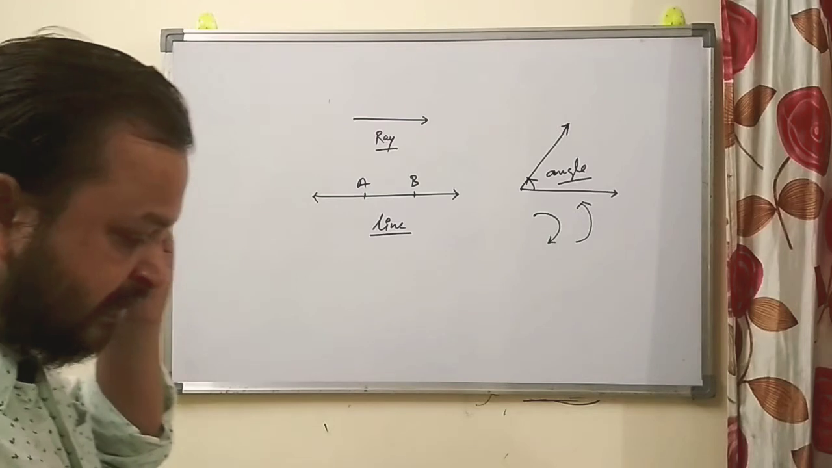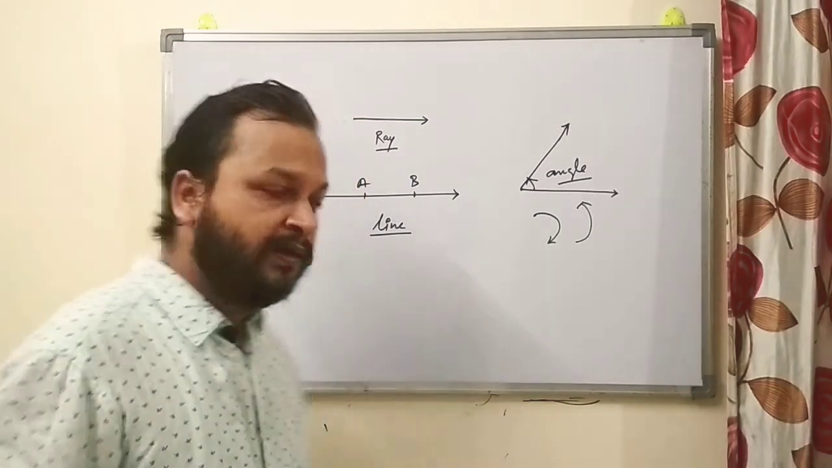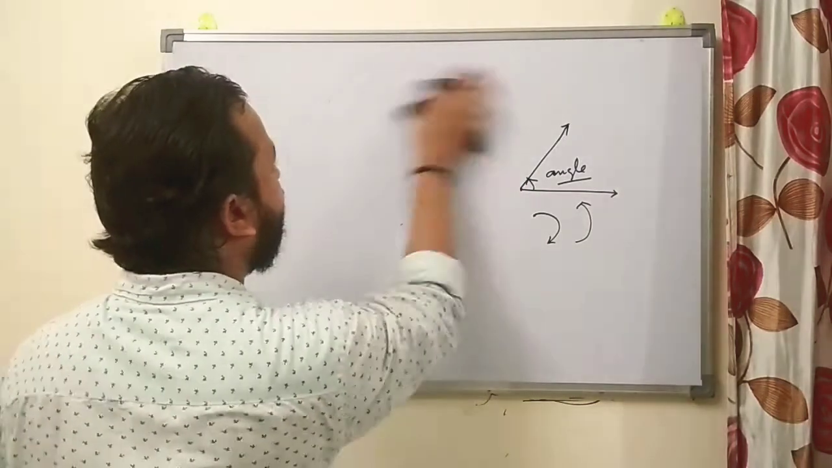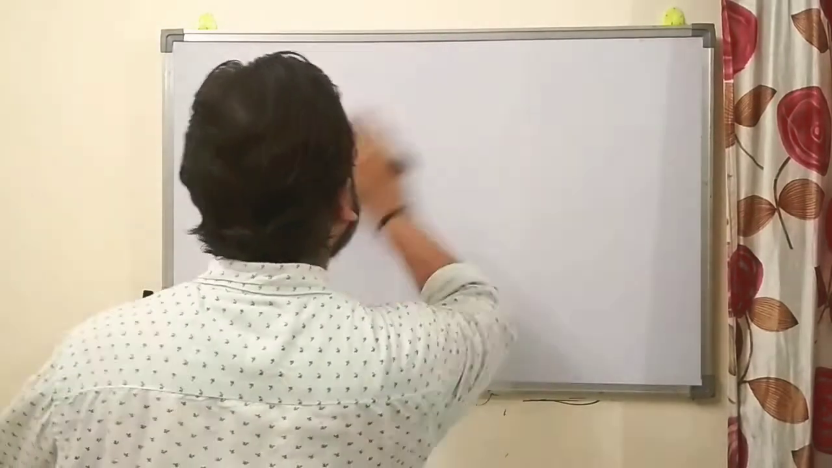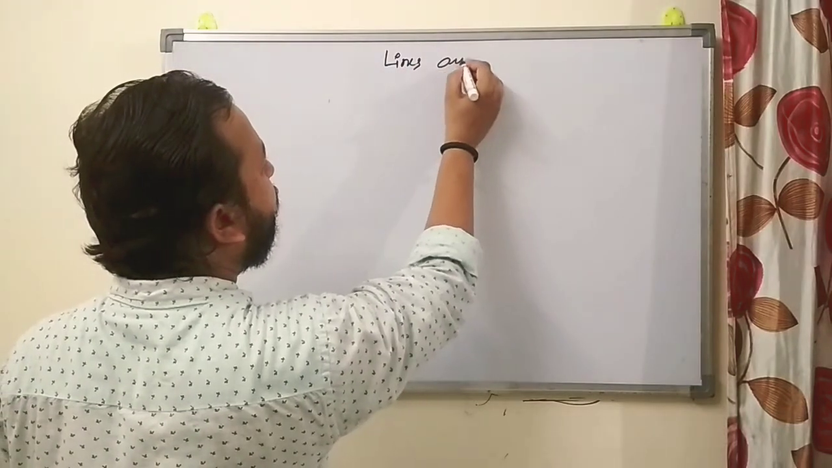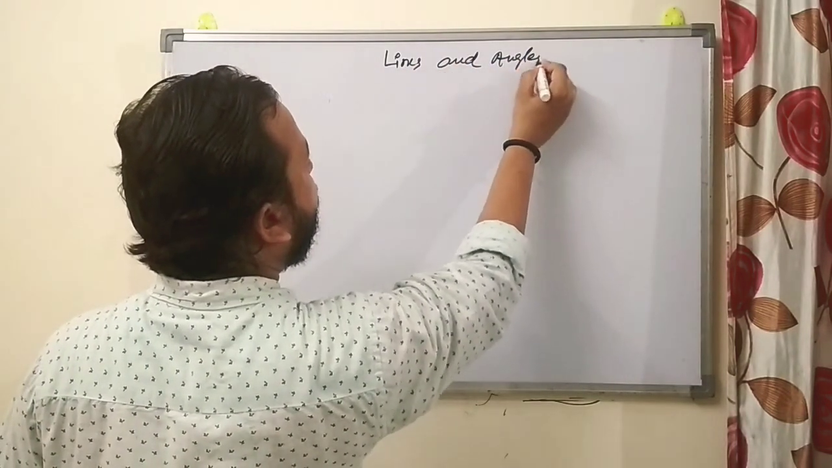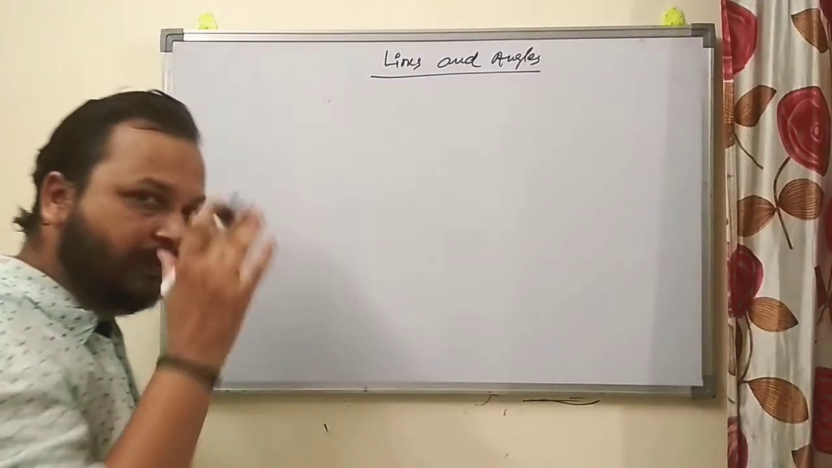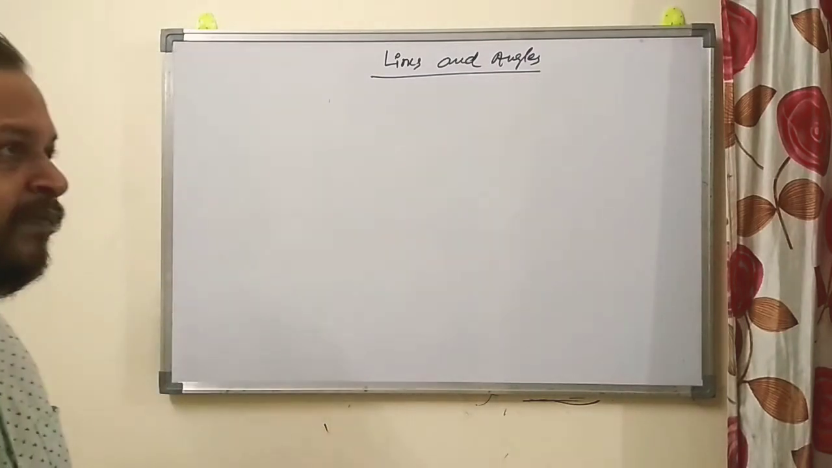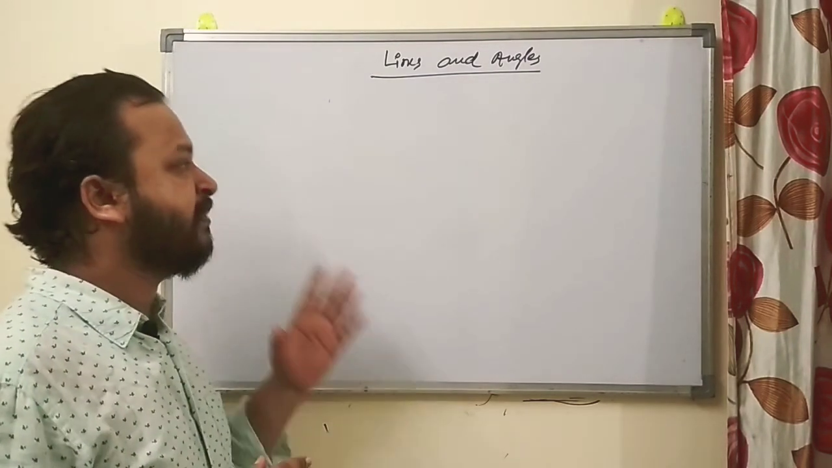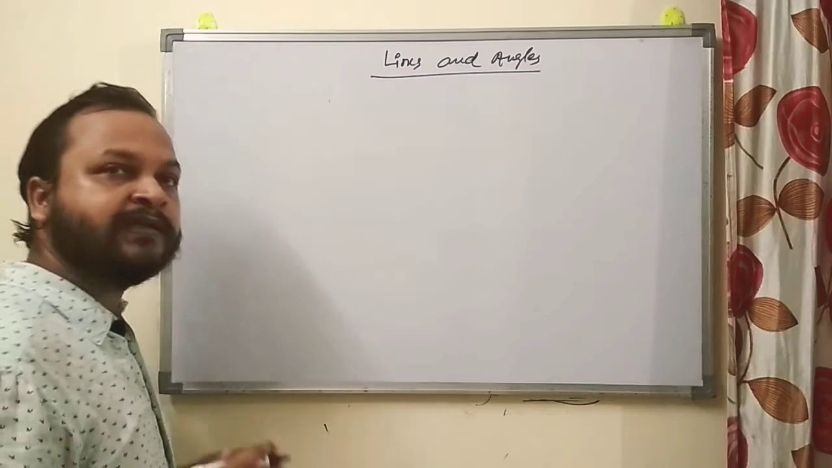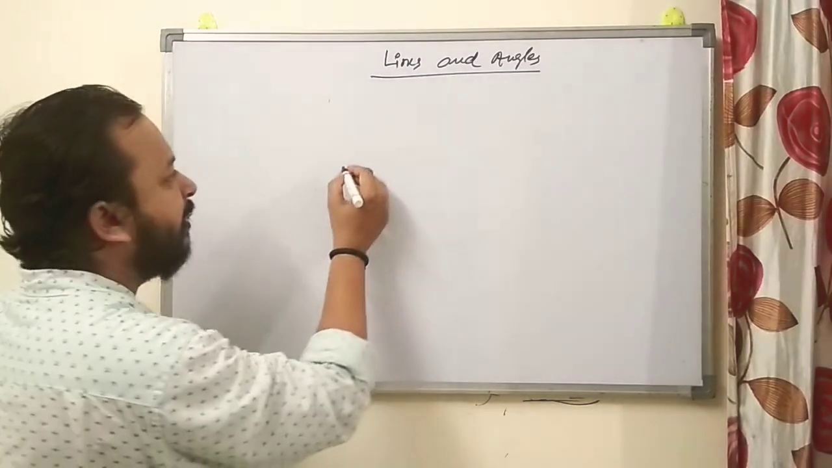So these are the basics that we have to understand. Now come to the topic, lines and angles. Right? So you know about the angle. If any two angles, specifically if any two angles' sum is 180 degrees, then that particular angle is known as a supplementary angle, right?